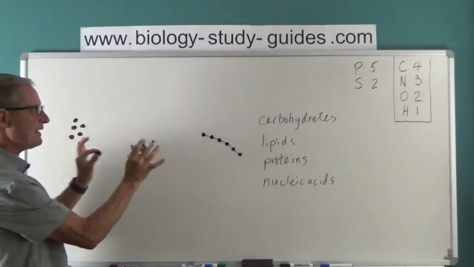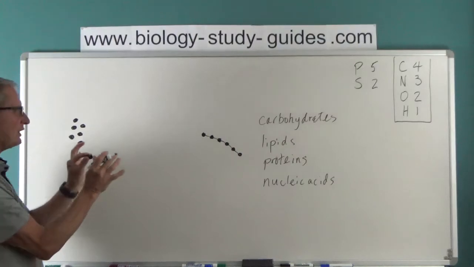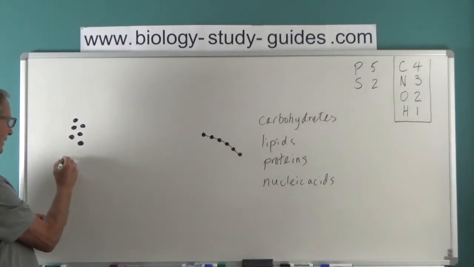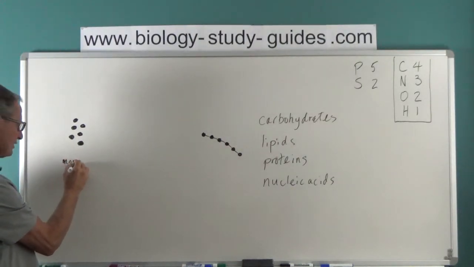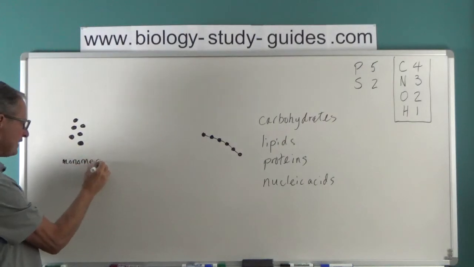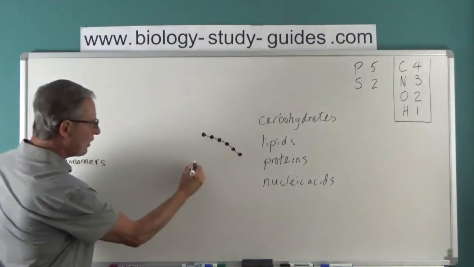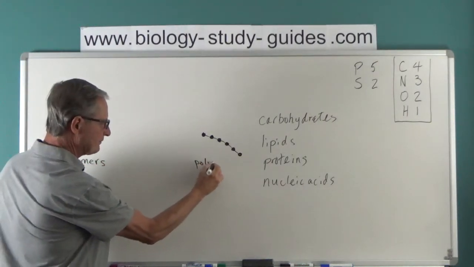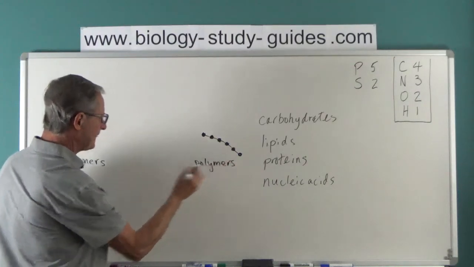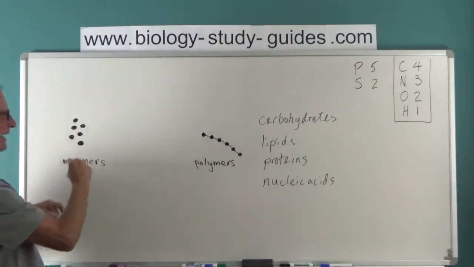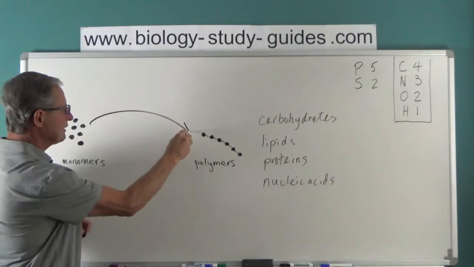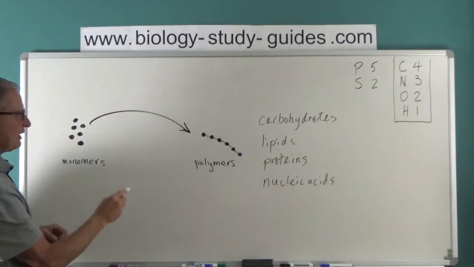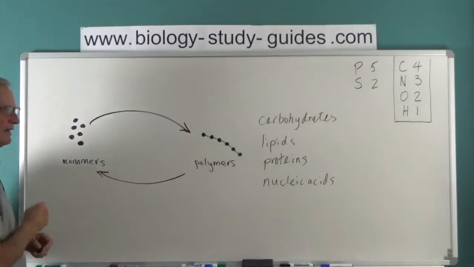All of these kinds of big organic molecules in organisms are made out of either monomers, which are single pieces, or polymers. The monomers, you combine them together and you make polymers. So you can add them together and you get polymers. You take them apart and you get monomers.